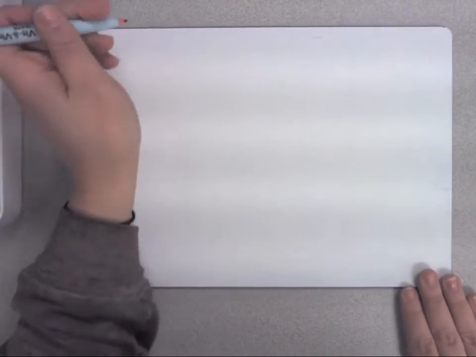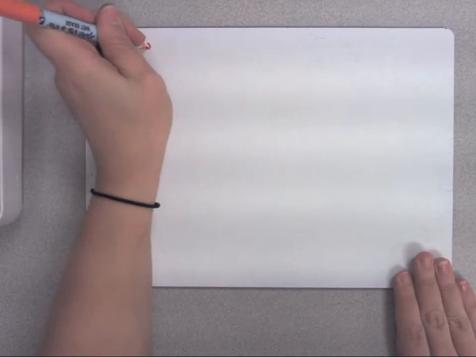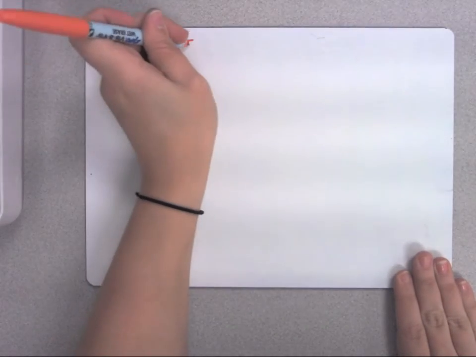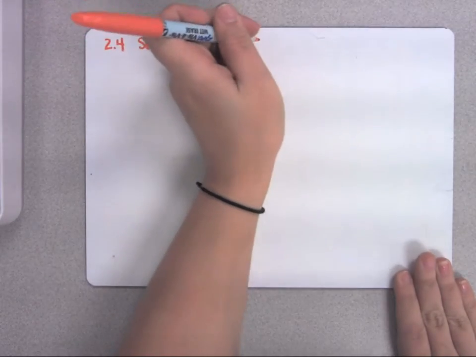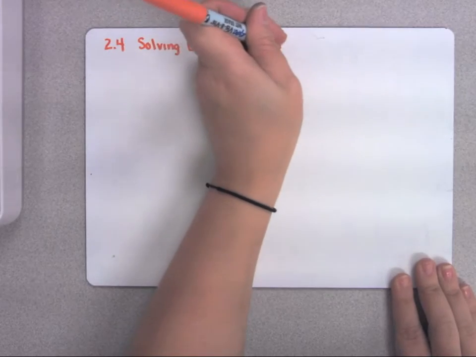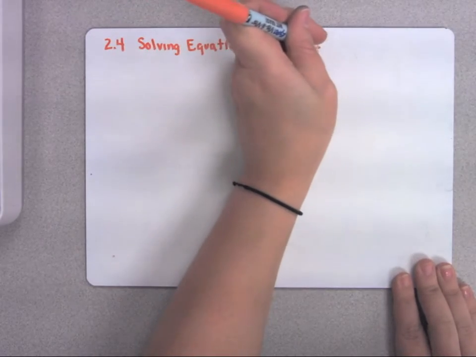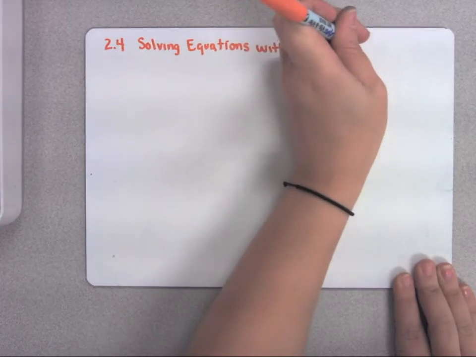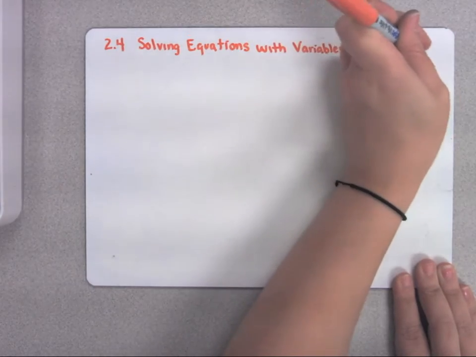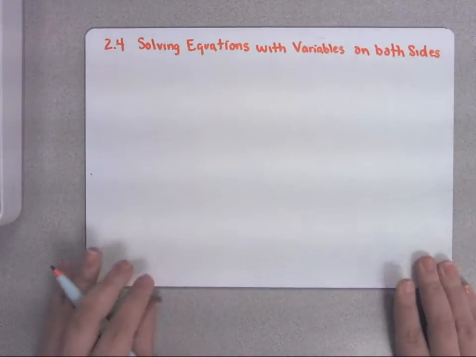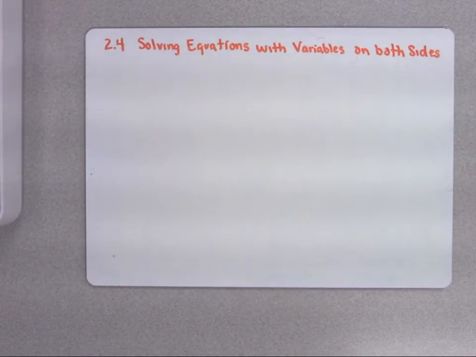Okay, so we are doing 2.4 today. The title is Solving Equations with Variables on both sides. Obviously, both sides means both sides of the equal sign.